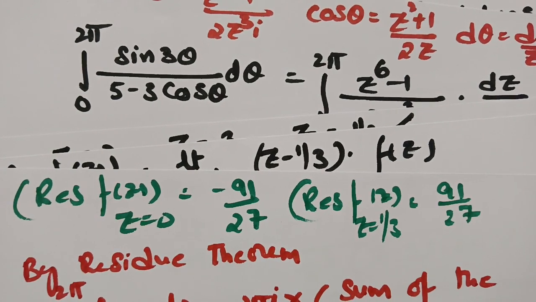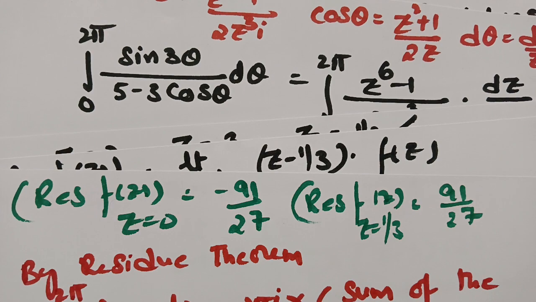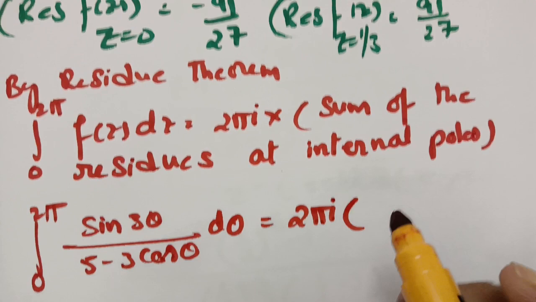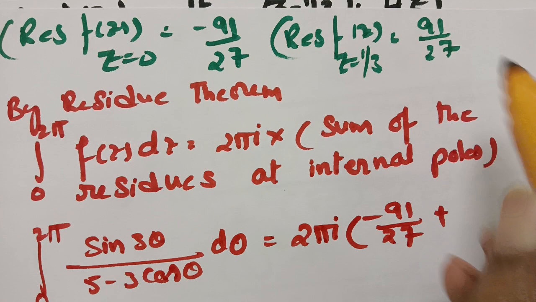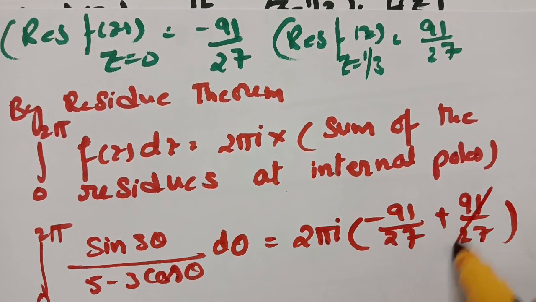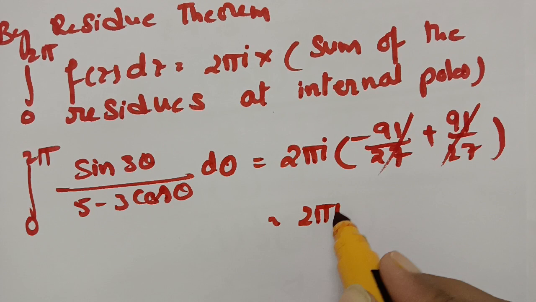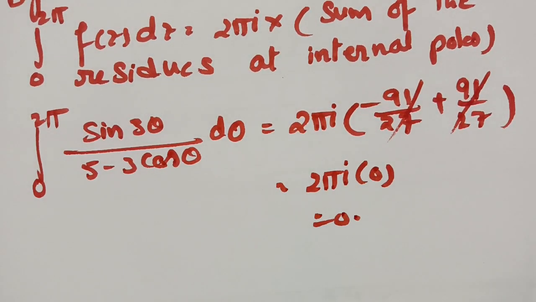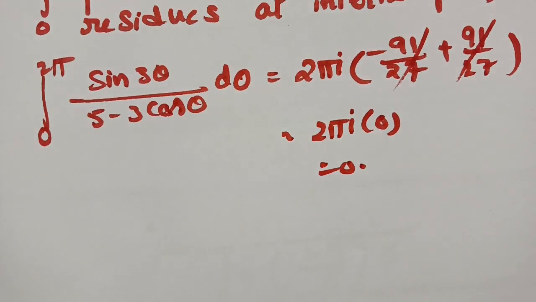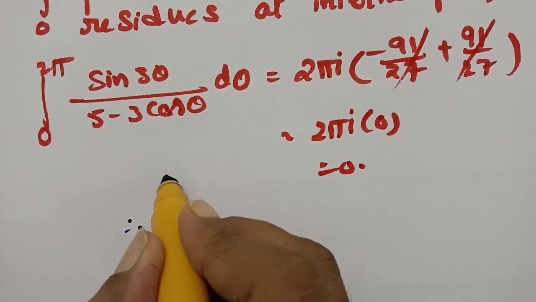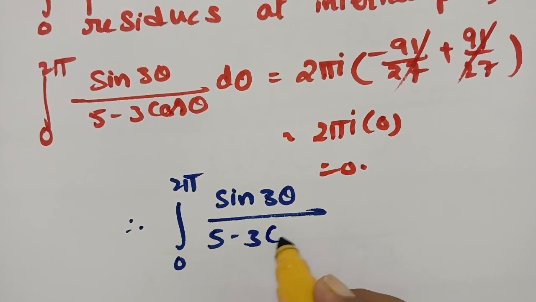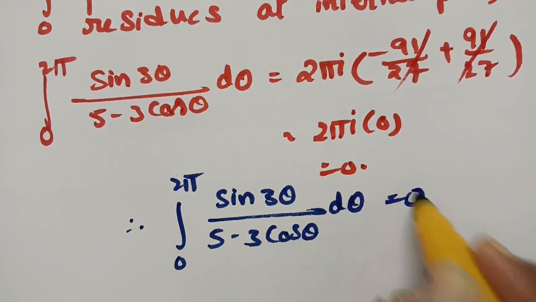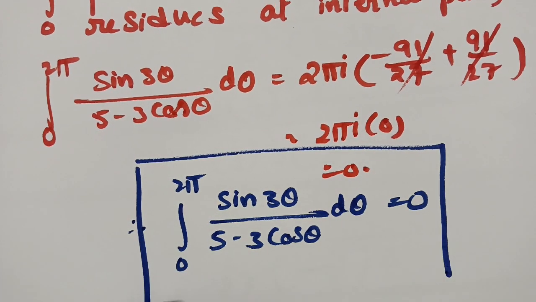The integral of sine 3 theta by 5 minus 3 cos theta into d theta is nothing but 2 pi I times the sum of the residues, which is minus 91 by 27 plus 91 by 27. If I cancel these, this will be 2 pi I into 0, which is equal to 0. Therefore, the integral from 0 to 2 pi of sine 3 theta by 5 minus 3 cos theta into d theta is 0. So this is also a most important question.